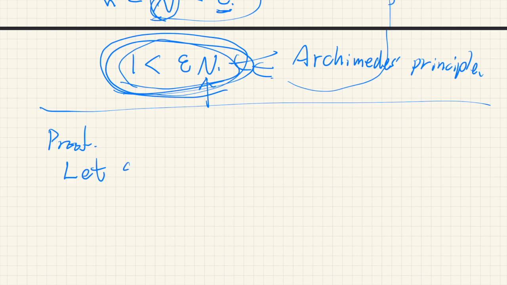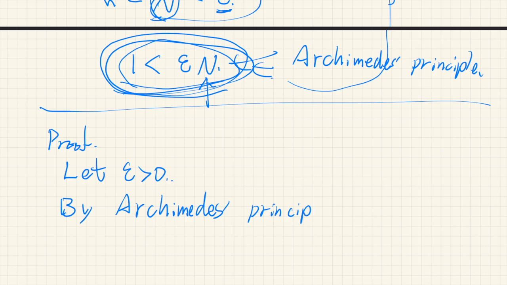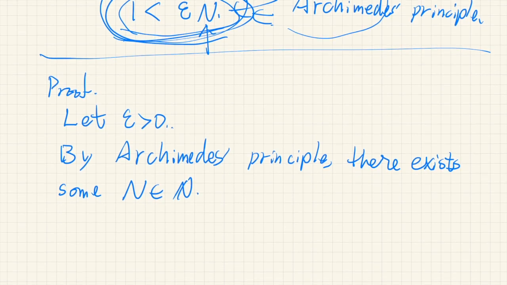Let epsilon be any positive real number. Okay, by Archimedes' principle, there exists some natural number N such that epsilon times N is greater than 1.